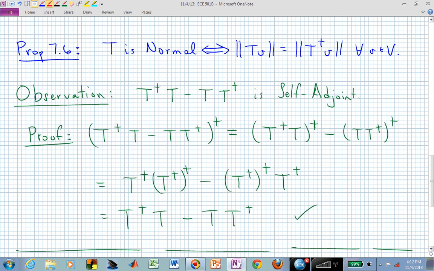So now if T is normal, then T commutes with T dagger, and we could commute either of these terms, and then we do have 0. Other questions?